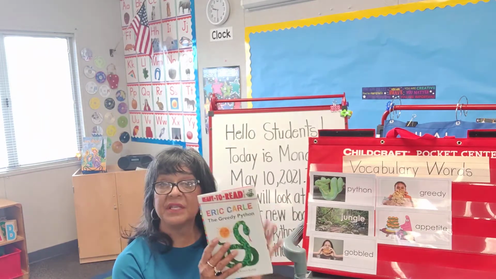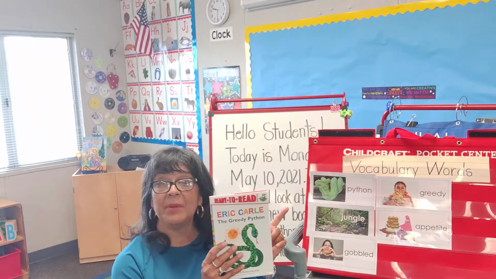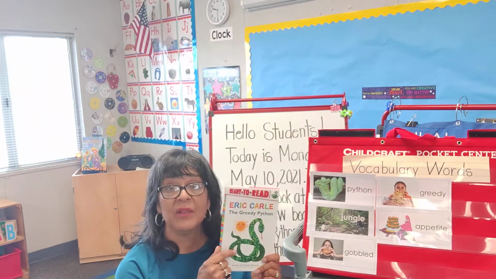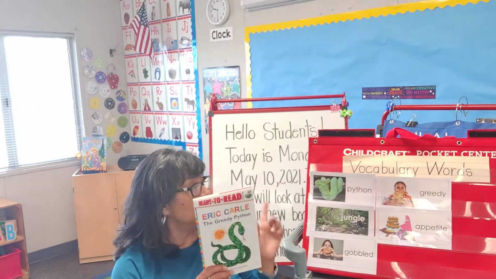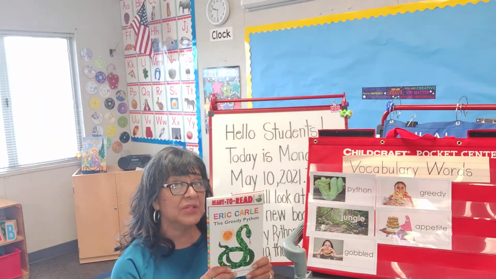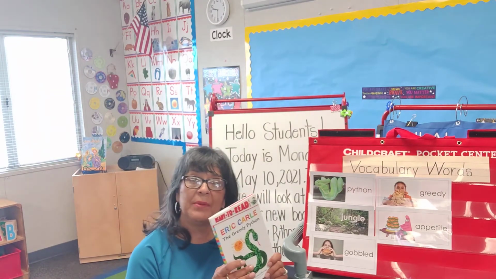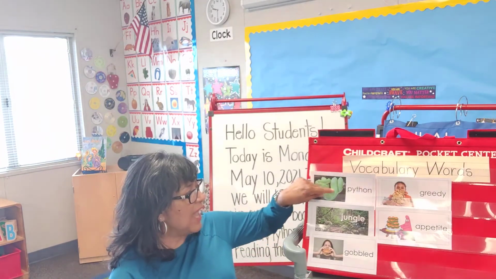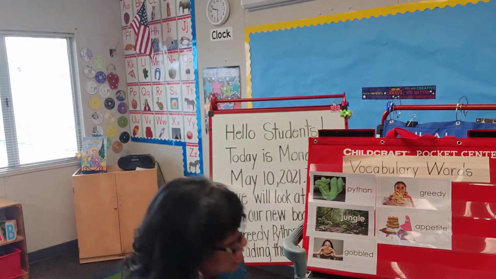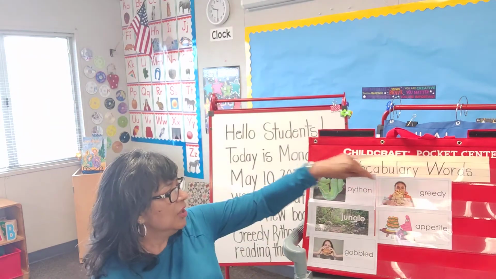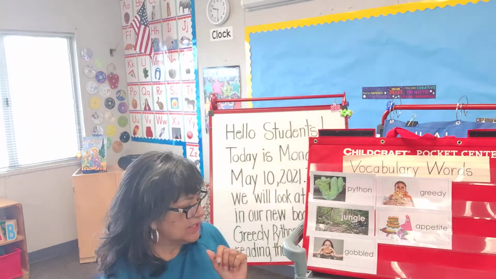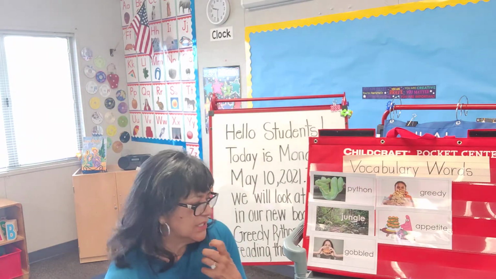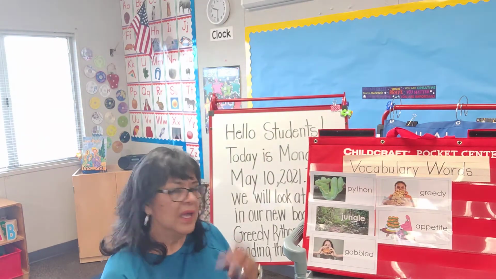All right, boys and girls, we know that we have vocabulary words, and as I read, you'll be hearing those words. So you know what they mean. Yesterday we went over the vocabulary words and their meanings. Today we're going to go over the words. We have python. Python is a large herbivorous snake. Greedy. Greedy is to be selfish, an intense desire for something, and just not wanting to share.